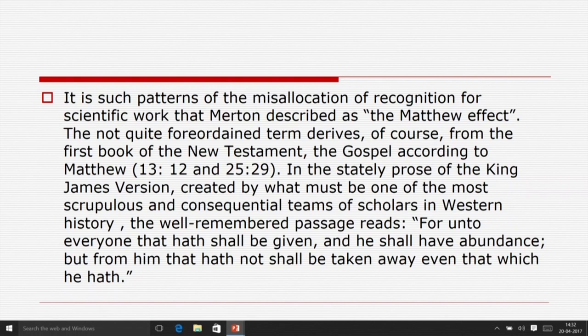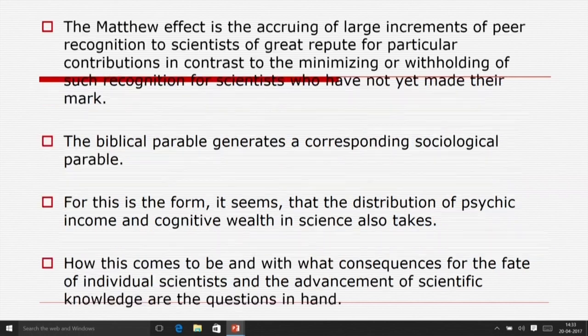The not quite foreordained term derives, of course, from the first book of the New Testament, the Gospel according to Matthew. In the stately prose of the King James Version, created by what must be one of the most scrupulous and consequential teams of scholars in Western history, the well remembered passage reads, for unto everyone that hath shall be given, he shall have abundance, but from him that hath not shall be taken away even that which he has. This is a clear case of the distinction between the haves and the have nots.